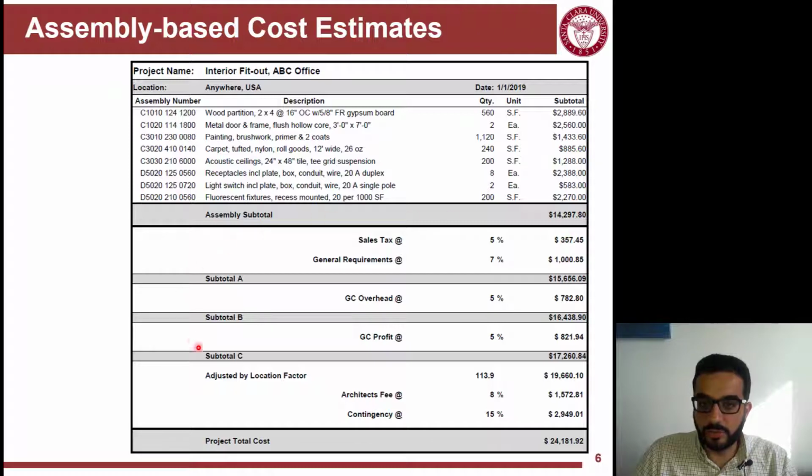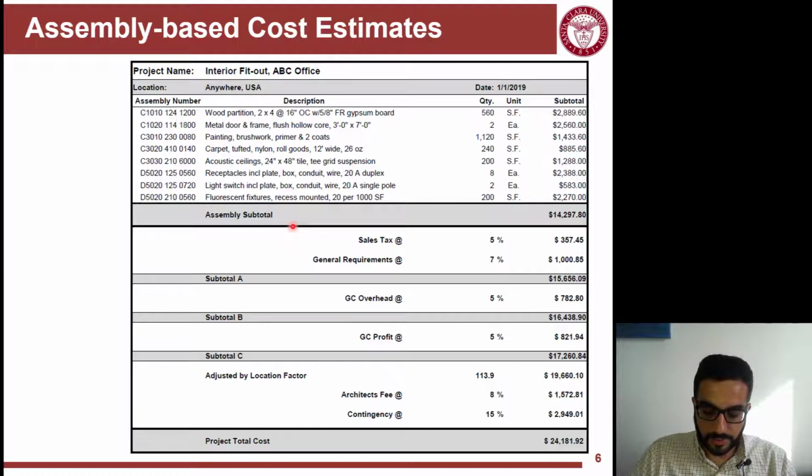Then you add sales tax if it's applicable in this project, general requirements, overhead, and then profit. And then you can add architect fee and contingency. So if you are serving an owner, working in a design firm for an owner, then, based on the design information, which is not that detailed, just a couple of lines here, you can give an estimate for this work.